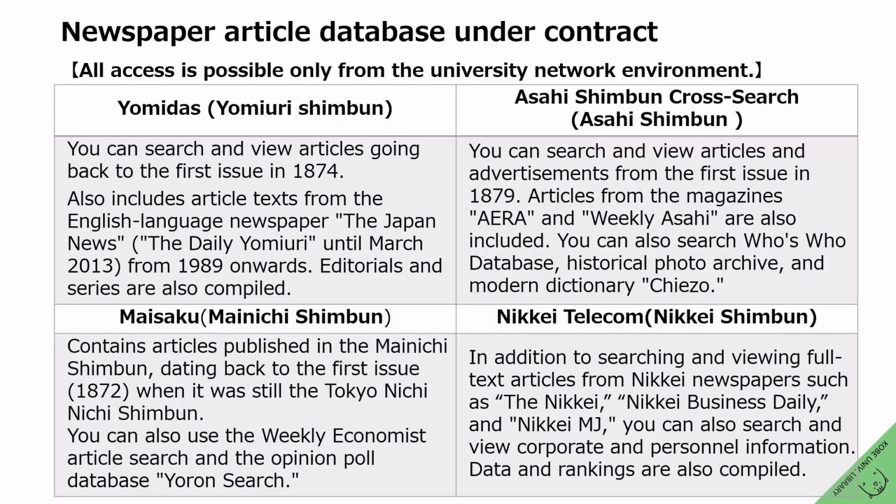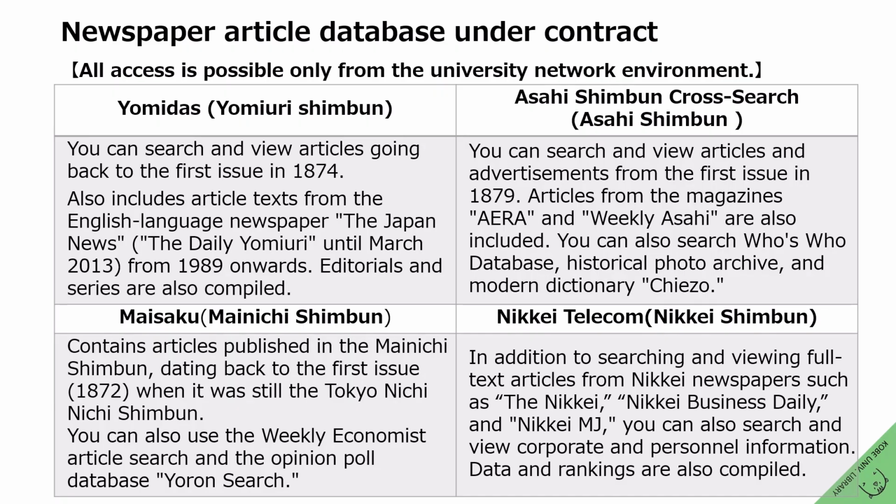Nikkei Telecom, which allows you to search for articles from the Nikkei Shimbun and other publications, although the articles are slightly newer than those in other newspaper article databases. In addition to newspaper article searches, some of these databases allow you to check glossaries, photos, personnel information, and more. The number of simultaneous accesses should be considered when using these.